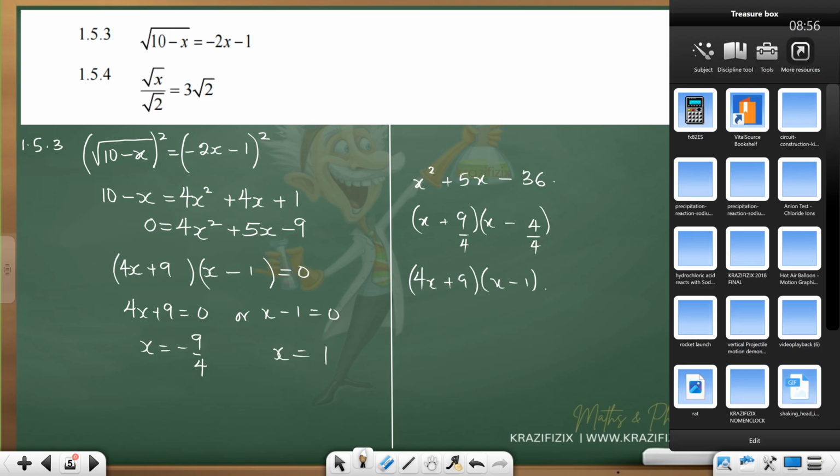If we test... Yes? You're moving too fast. Bonolo, you said you got 1.5.3. Yeah, it seems like I got it wrong. Okay, where did you get it wrong? Where are you lost? On the other side where you said x squared plus 5x minus 36, divided both sides by 4 and stuff like that. Okay, Bonolo, when did you join these classes? Today.